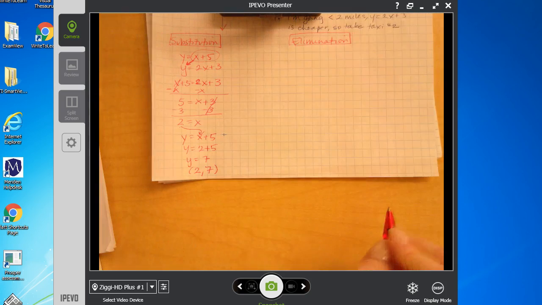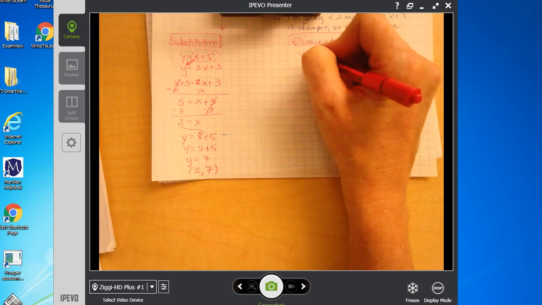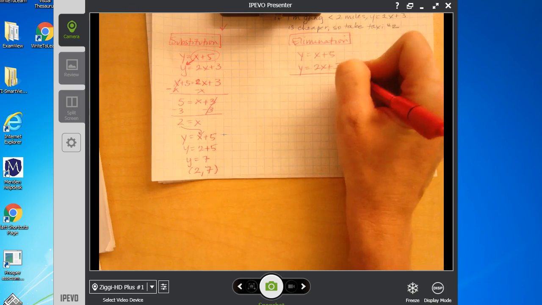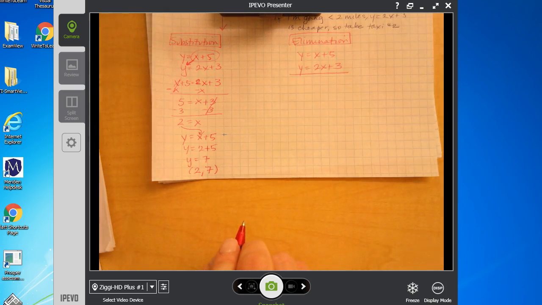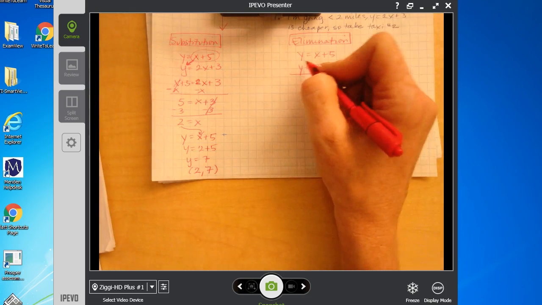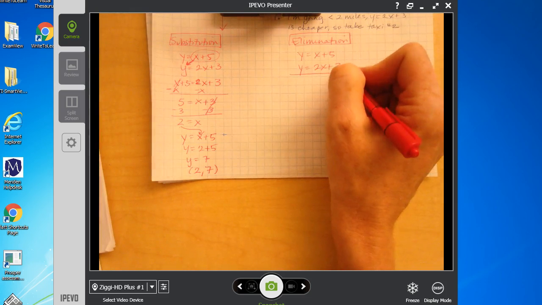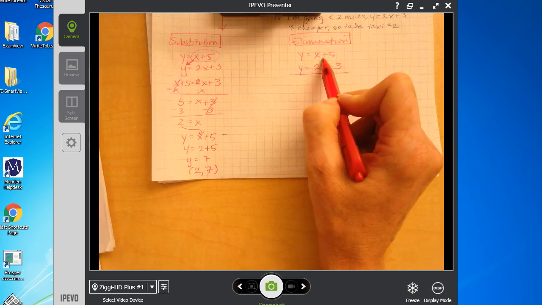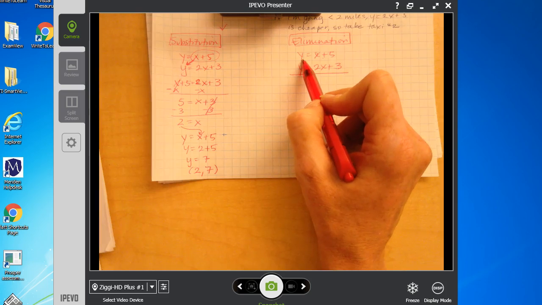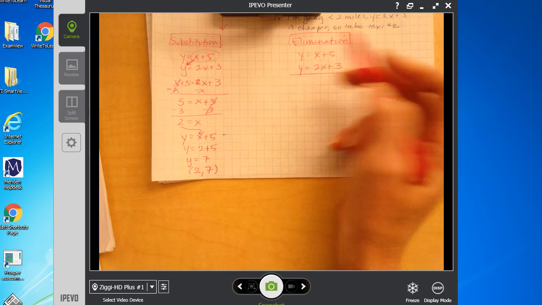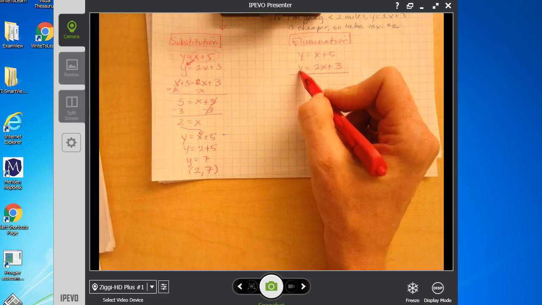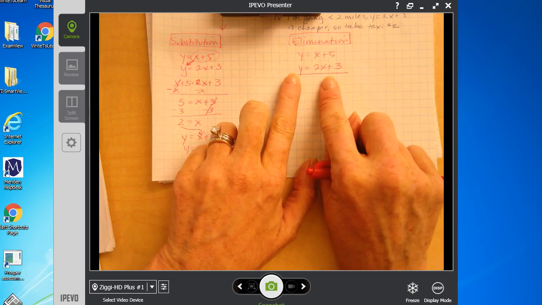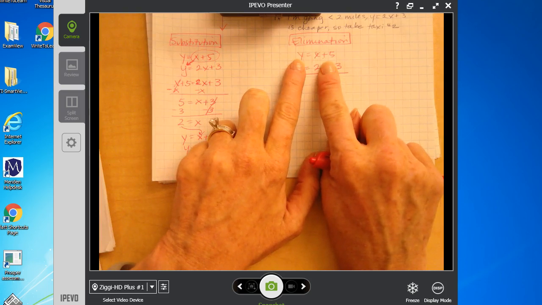Okay, elimination. Well, I've got Y equals X plus 5. I've got Y equals 2X plus 3. Again, fairly easy to eliminate, right? I'm going to actually subtract this equation from this one. Why can I do that? Well, here's my original equation. I can add or subtract the same thing from both sides. All right, and I'm going to choose to subtract the same thing from both sides, right? These are equal, so I can subtract them from both sides of this equation.